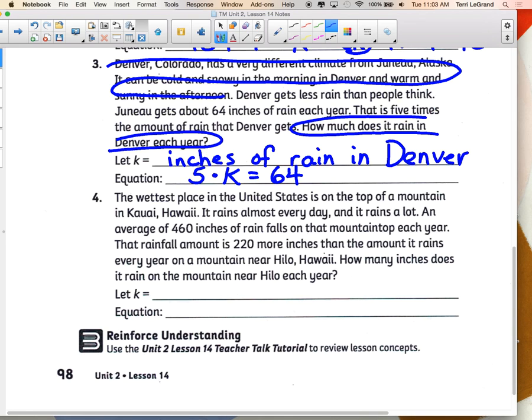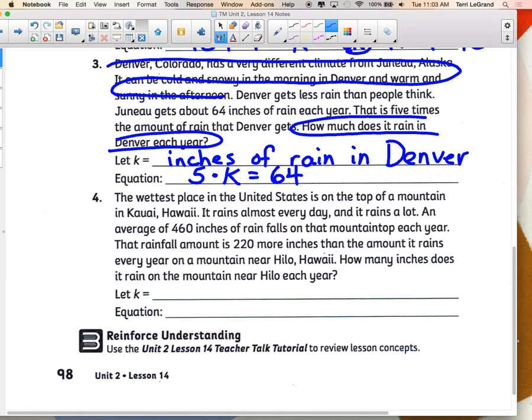Does that seem more reasonable? Denver got about 13 inches of rain and Juneau gets 64. And remember who got more? Juneau gets more. So do you think this will work? Yeah, this is the one. Okay. 5 times k equals 64.